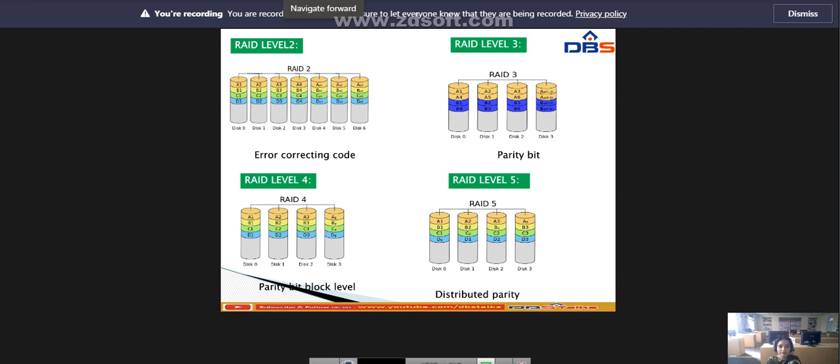Next, RAID level 5. In RAID level 5, data bits are organized in a similar fashion to RAID level 4. The difference is that RAID level 5 distributes the parity strips across all the disks. This is called distributed parity, and we can say it is RAID level 5. Okay, redundancy.